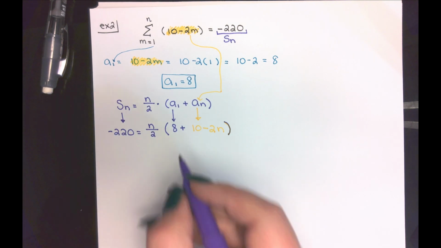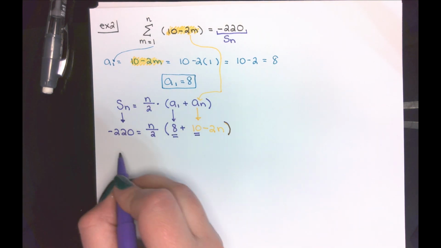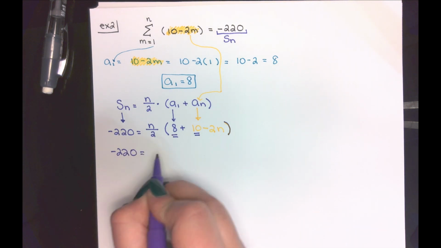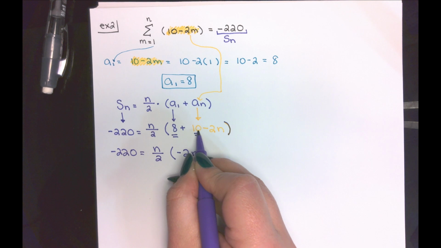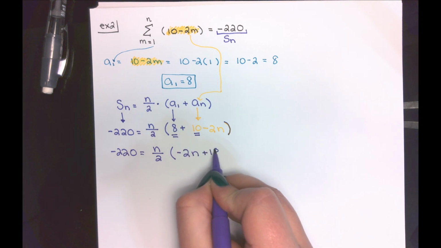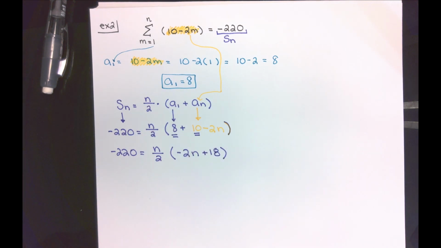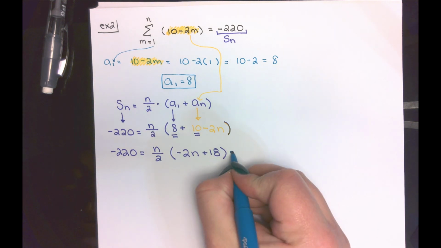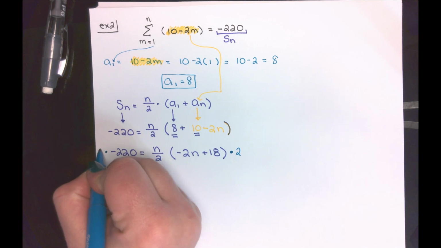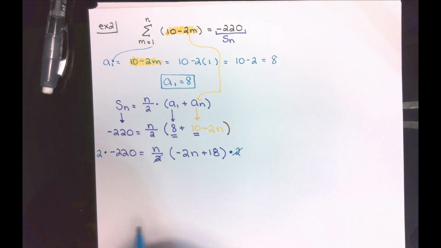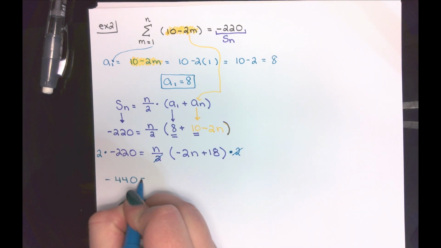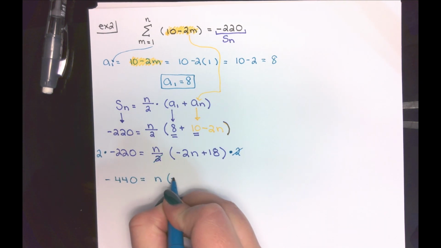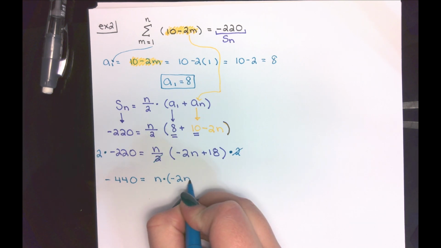Next, you're going to combine like terms, so 8 and 10. And I'm going to rearrange this as negative 2n. 8 plus 10 is 18. Again, do not do anything here except multiply both sides by 2. That way you can get rid of the fraction. We don't want the fraction. We get negative 440 is equal to n times negative 2n plus 18.